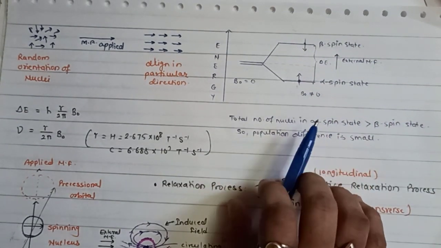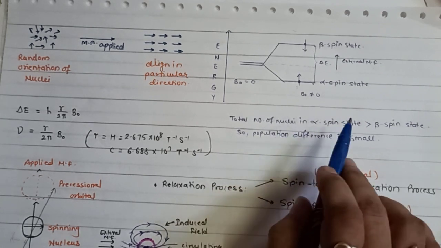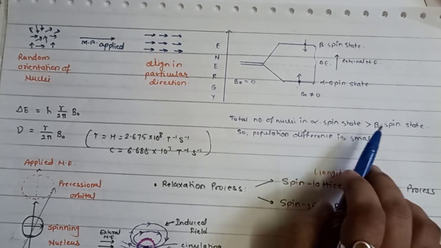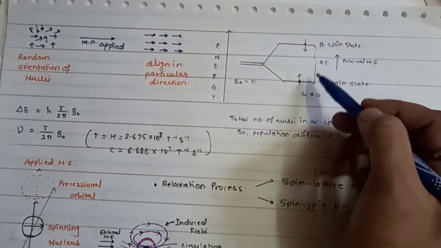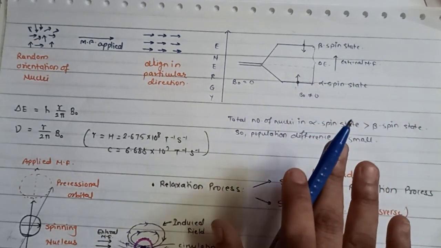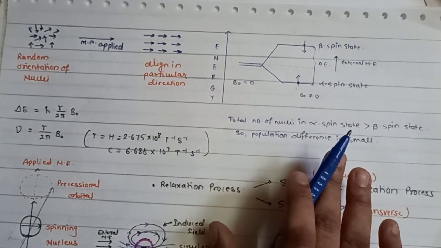The total number of nuclei in the alpha spin state is always greater, higher, than in the beta spin state. The difference in the population is very small, but it is sufficient to form the basis of your NMR spectrum.